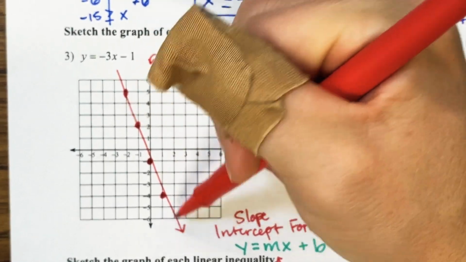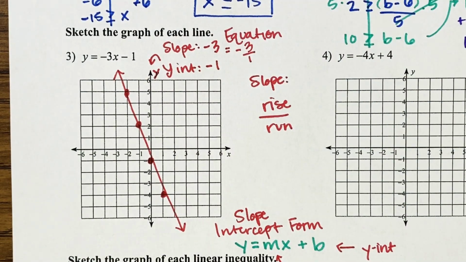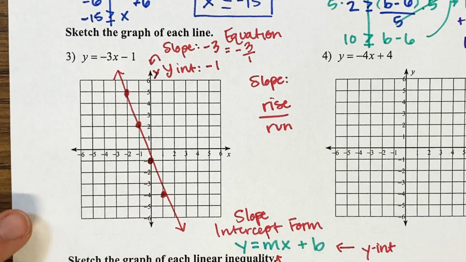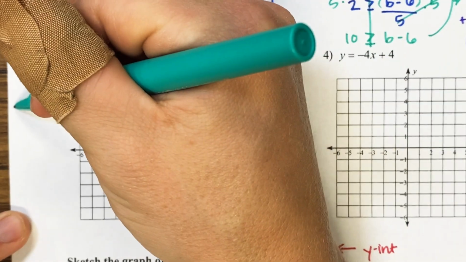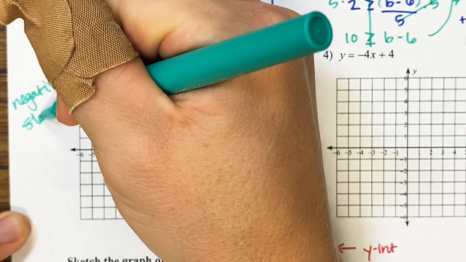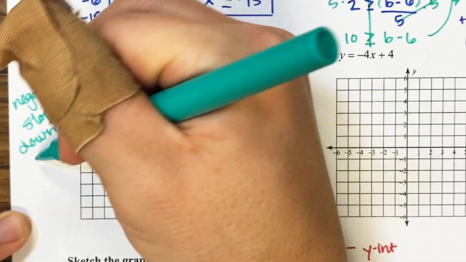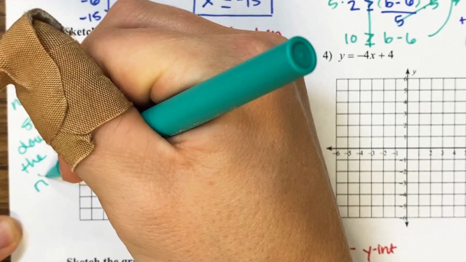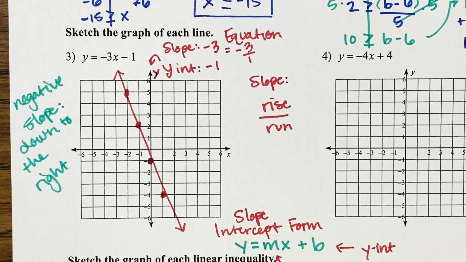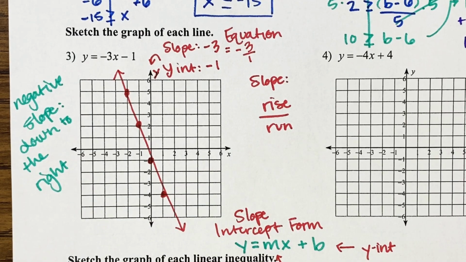Since my slope was negative, a -3, my line is going down and to the right. In fact, I want us to write that on our paper. A negative slope goes down to the right. So negative slope goes down to the right.